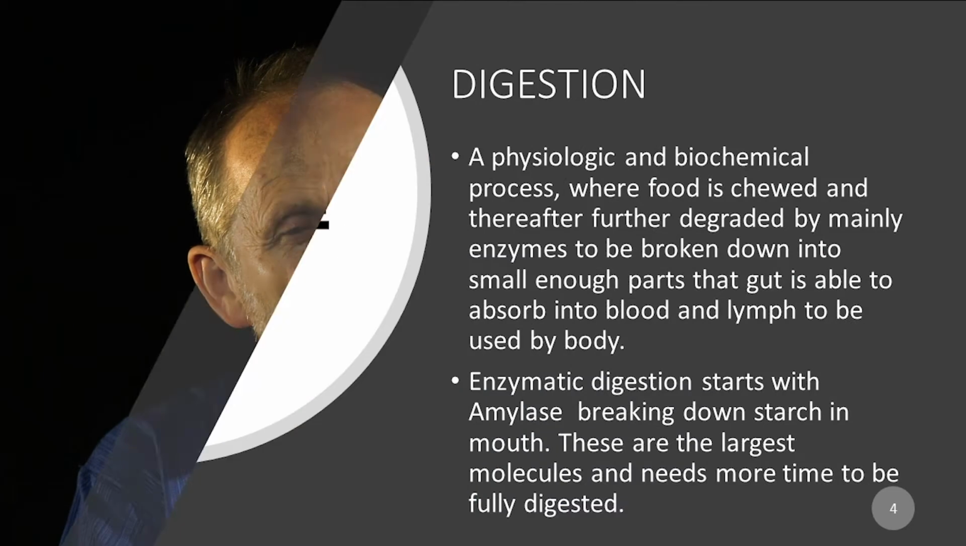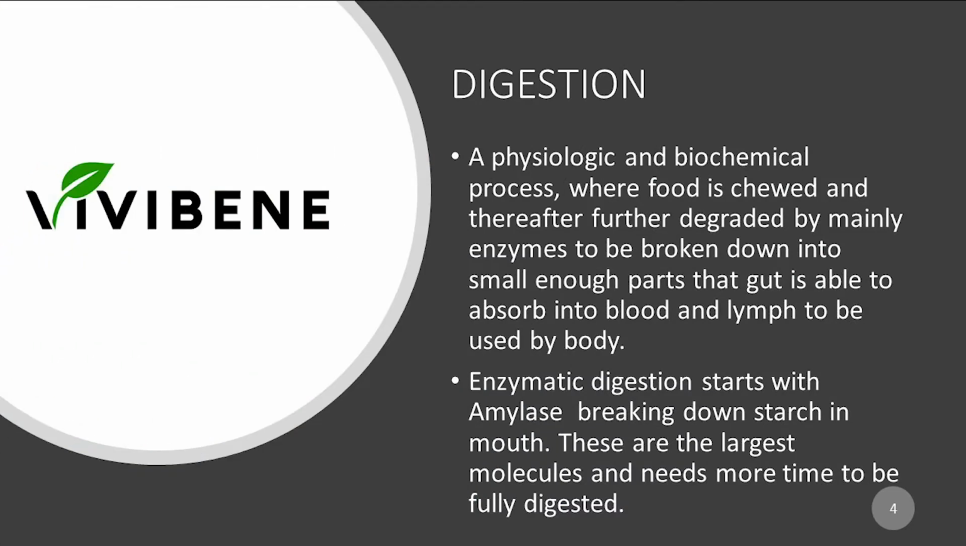Enzymes are very important in digestion, and digestion is also a key factor, it seems, in very many chronic illnesses. Digestion is a physiologic and biochemical process where food is chewed and thereafter further degraded, mainly by enzymes, to be broken down into small enough parts that the gut is able to absorb them into blood and lymph to be used in the body. So enzymatic digestion starts with amylase, breaking down starch in the mouth.